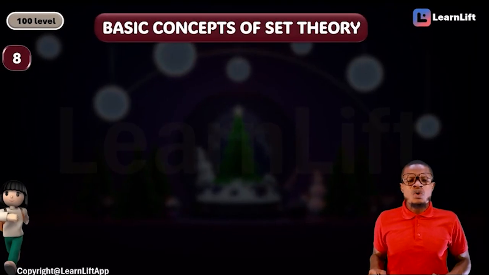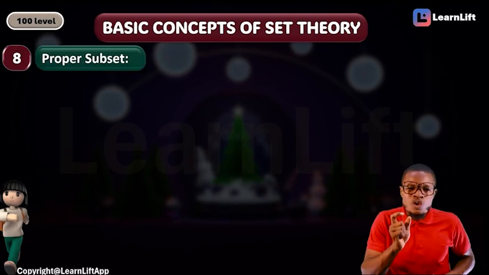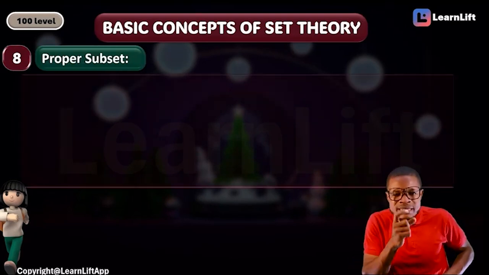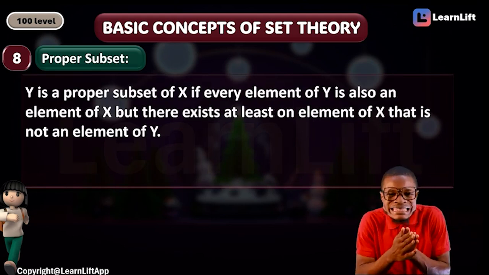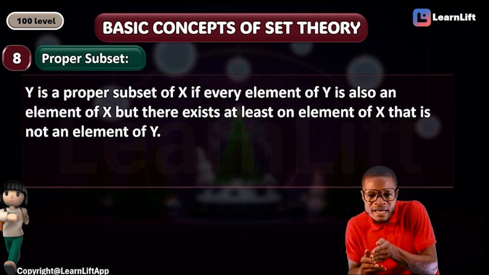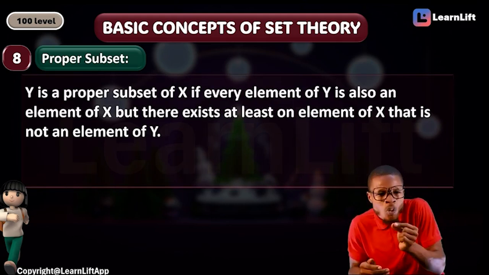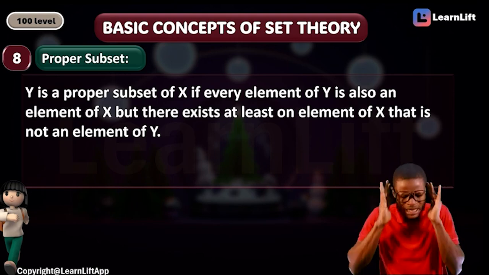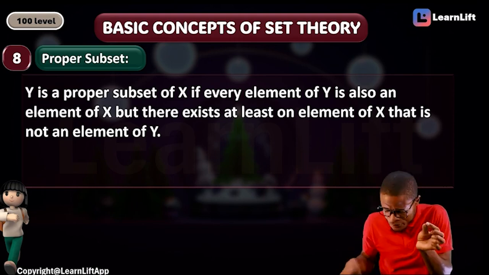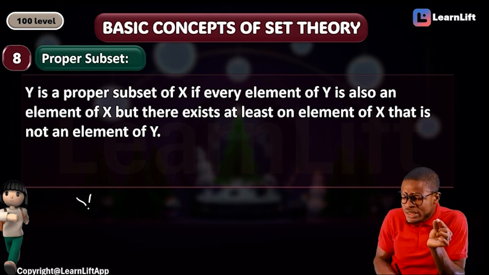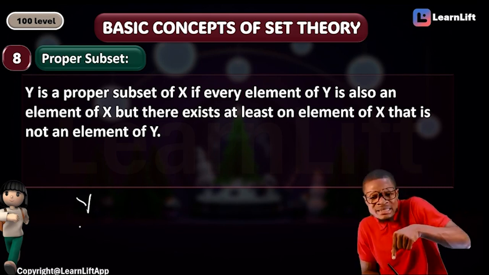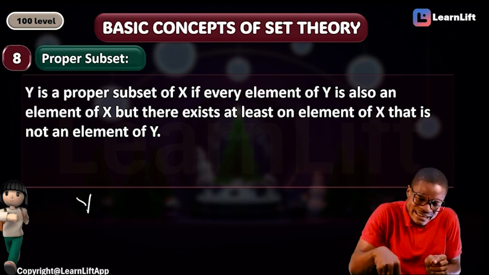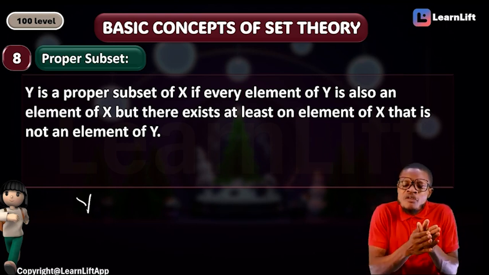The next, very quickly, that's number 8, is called your proper subset. Let me explain proper subset in more detail to you. Take note of this very fast, that Y is a proper subset of X if every element of Y is also an element of X. Are you getting it now? Understand this with me very fast now. Y is a proper subset of X if every element inside Y is an element of X.